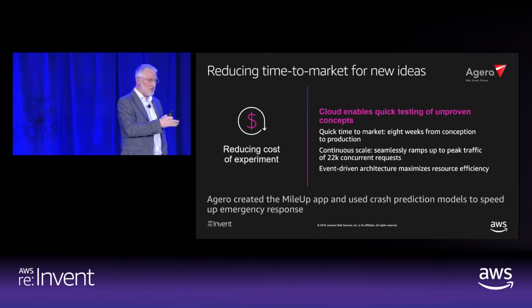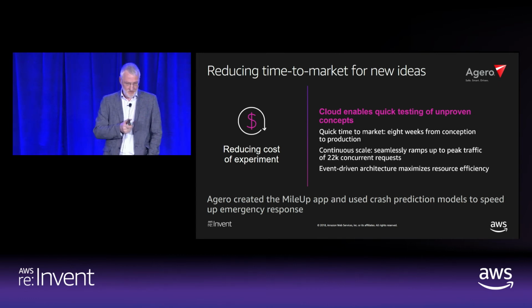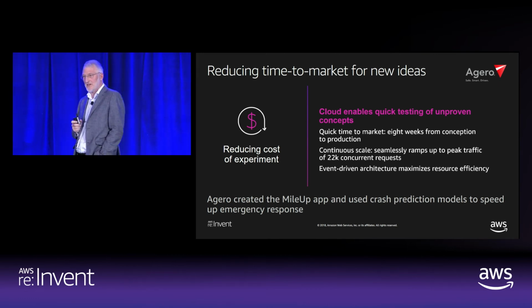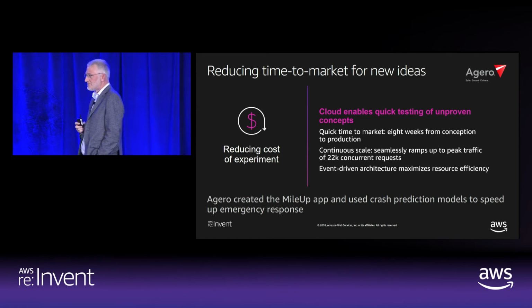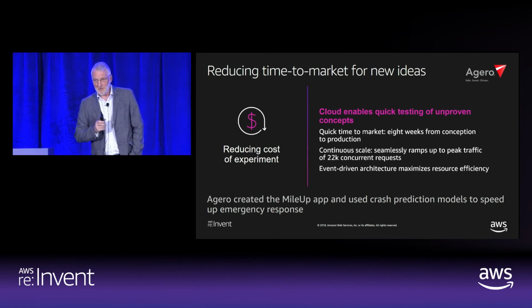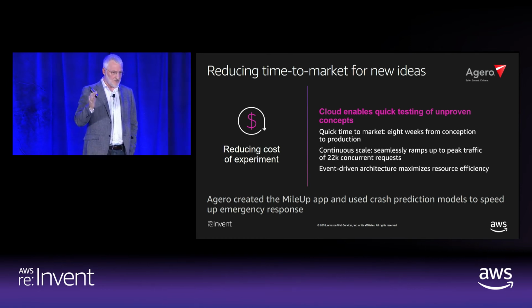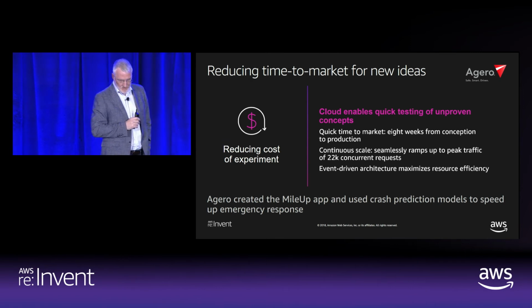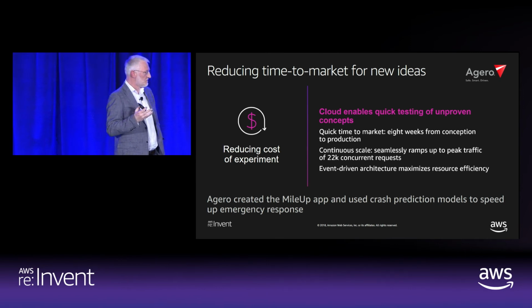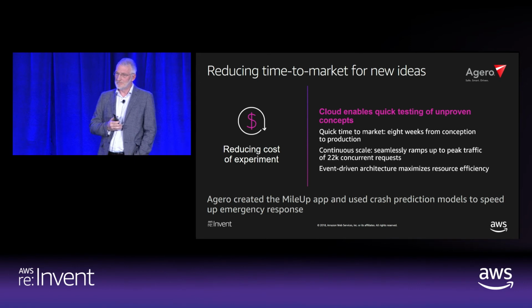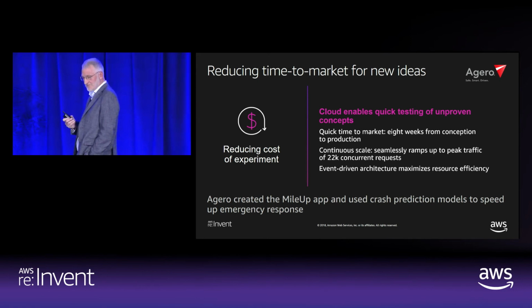And so at one point, 3 weeks after launching, they found themselves in a situation where they had 22,000 concurrent requests. And they were able to sustain this growth and scale this growth so quickly because they had an event-driven architecture that was loosely coupled using microservices.